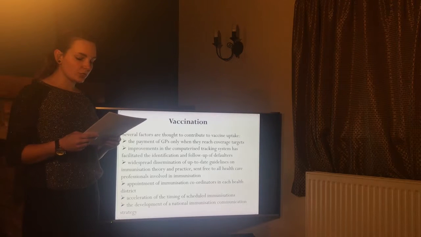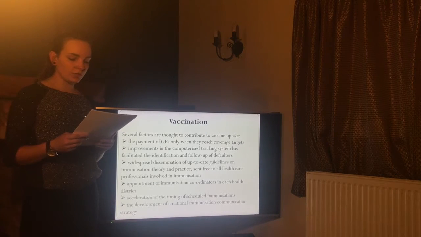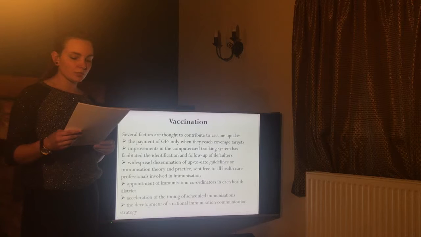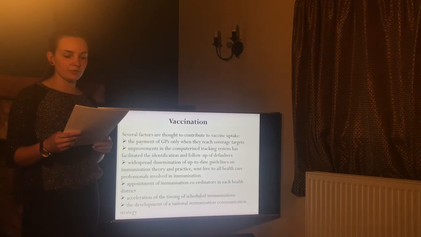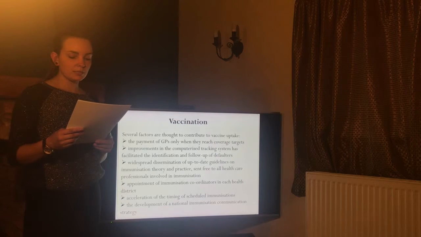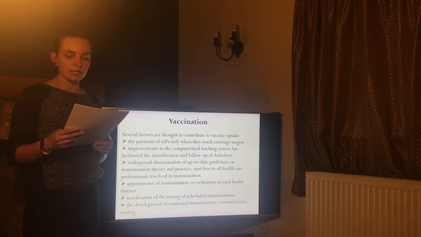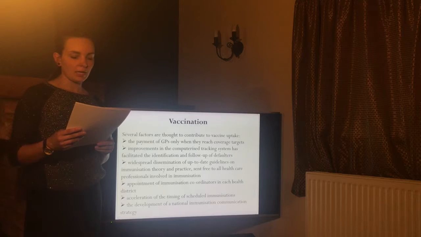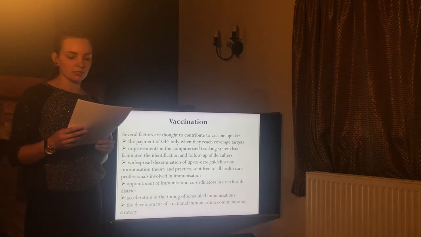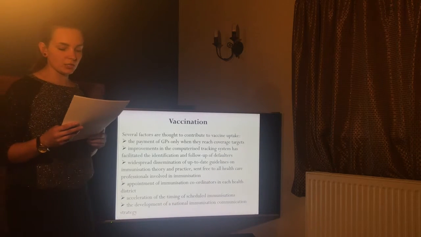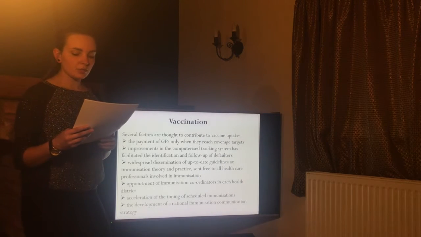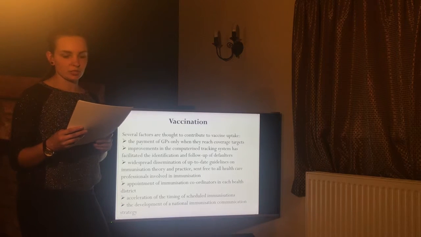The payment of general practitioners only when they reach coverage targets, improvements in the computerized tracking system that has facilitated the identification and follow-up of defaulters, widespread dissemination of up-to-date guidelines of immunization theory and practice sent free to all healthcare professionals involved in immunization, appointment of immunization coordinators in each health district, acceleration of the timing of scheduled immunizations, and the development of a national immunization communication strategy.